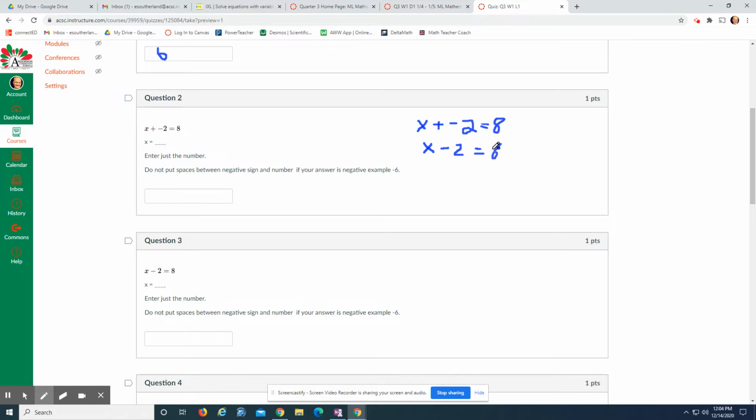And so to get rid of a minus 2, we're going to add 2 to both sides. And this time, those 2's will cancel out. The x drops down, the equal sign drops down, and 8 plus 2 is 10. So you'll put the number 10 here. And if you think about question 2 and question 3, you should really notice something pretty quickly right off the bat.